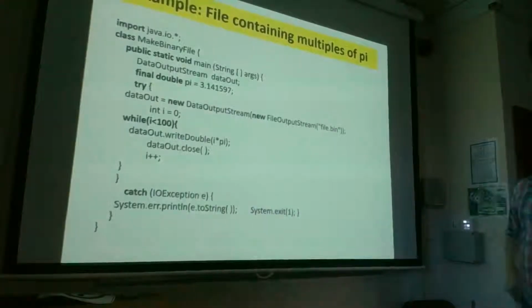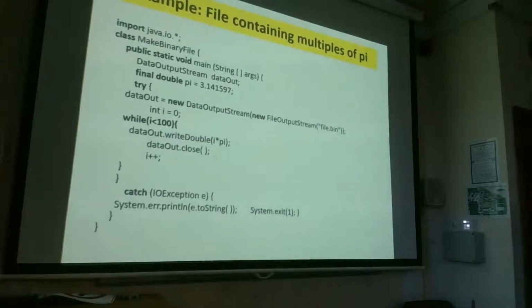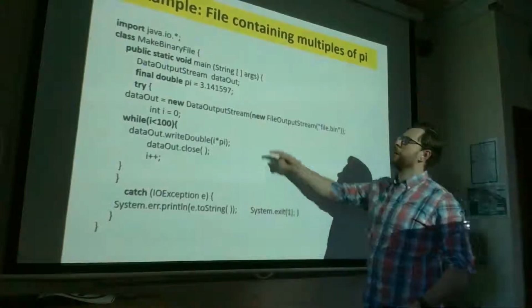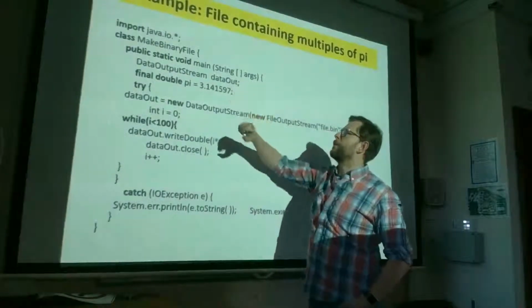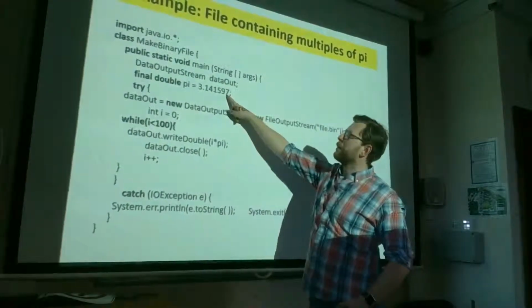So here's an example where we have a binary file. We're going to write out multiples of pi out to a binary file. So we have our data output stream here. I probably should have initialized that to null there. We have our final double pi.